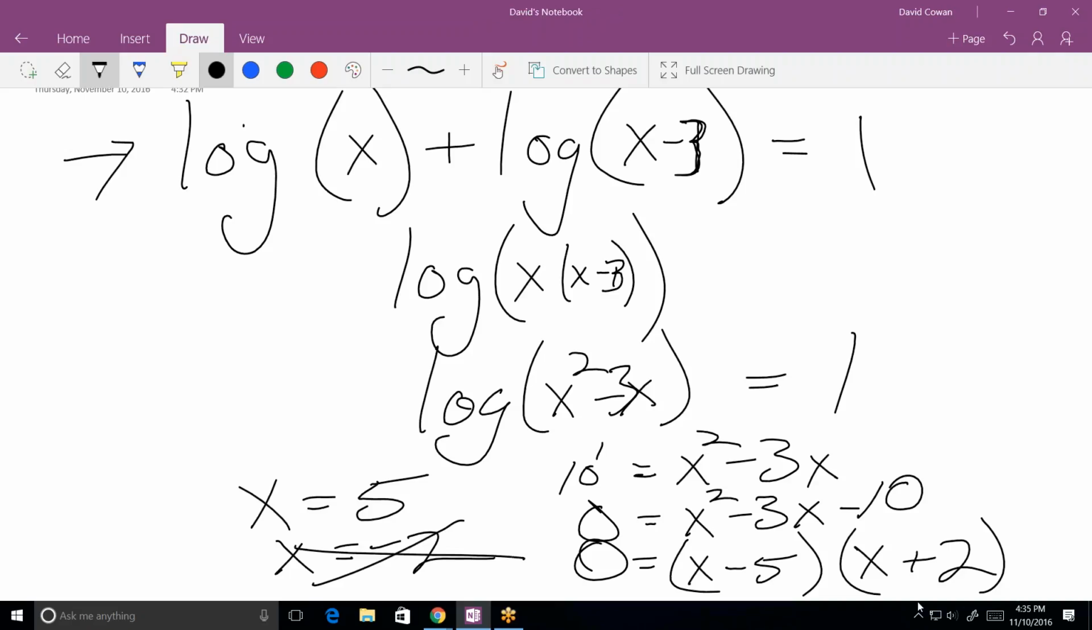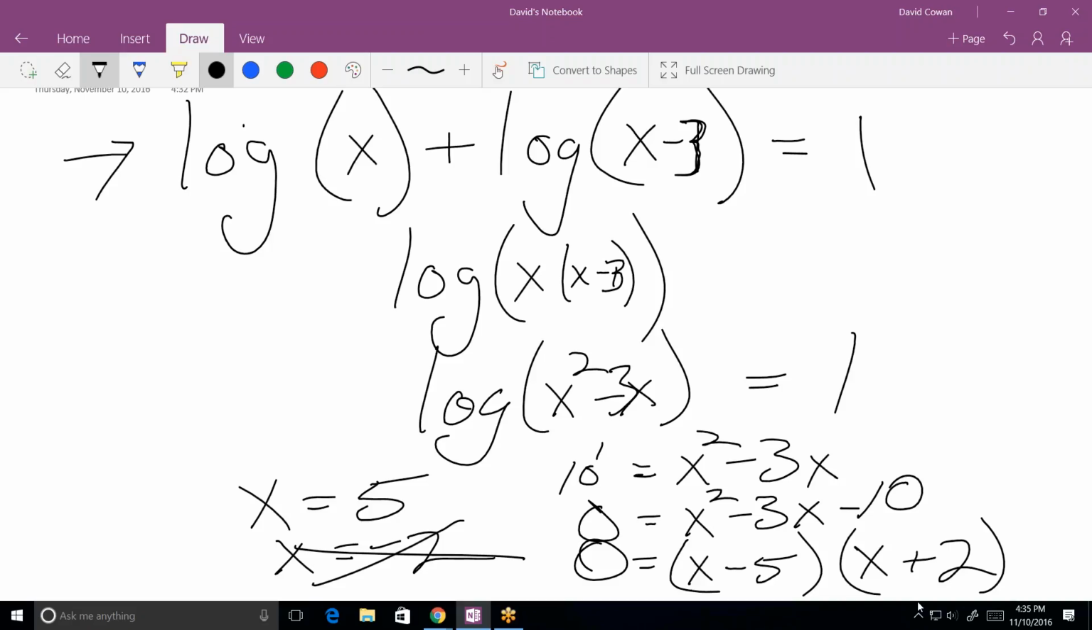That's not a solution. Only the 5 is the solution. Why does the minus 2 violate the domain? Because if we plug in x of minus 2, we're taking the log of a negative number. Remember, it always has to be positive. You cannot even take the log of 0. If we'd have come out with a solution of 0, that would have violated the domain also.